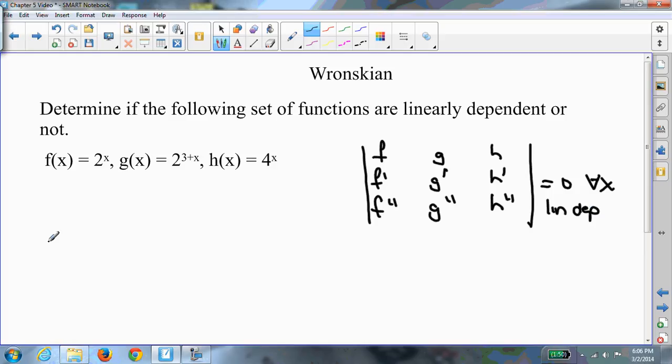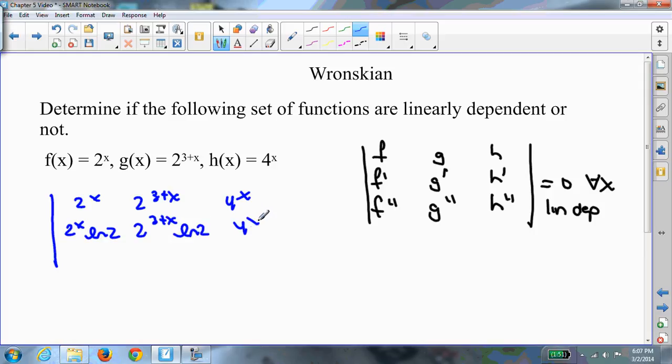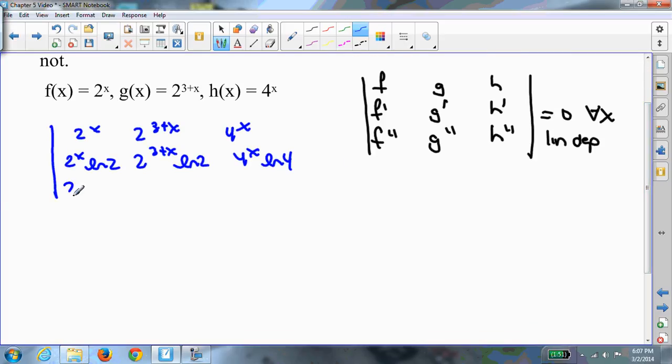So I'm going to set up a Wronskian for this one. My first row is going to be my functions, so 2 to the x, 2 to the 3 plus x, and 4 to the x. Next row will be my first derivatives. So 2 to the x ln of 2, 2 to the 3 plus x ln of 2, 4 to the x ln of 4. And then my last row is going to be my second derivatives. So 2 to the x ln of 2 squared, 2 to the 3 plus x ln of 2 squared, and 4 to the x natural log of 4 squared. And I need to take the determinant of this.